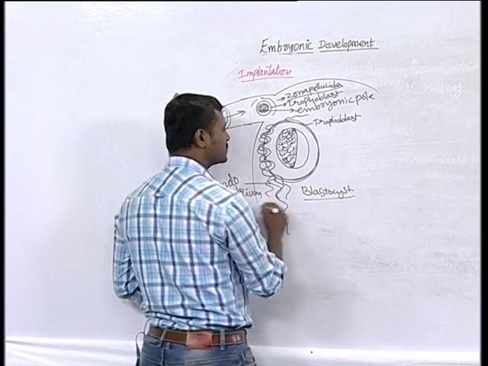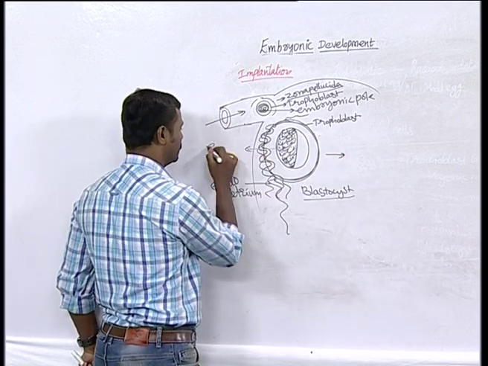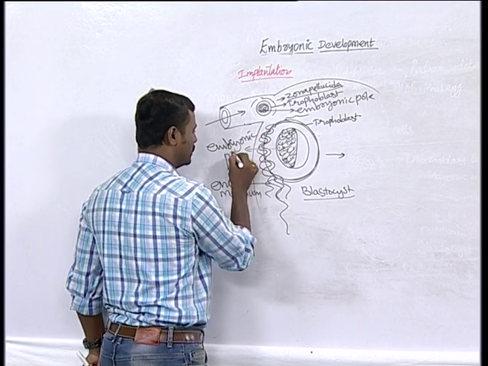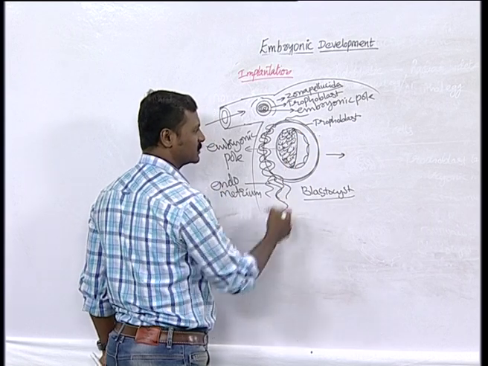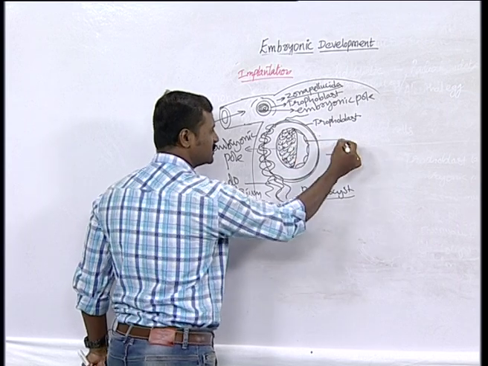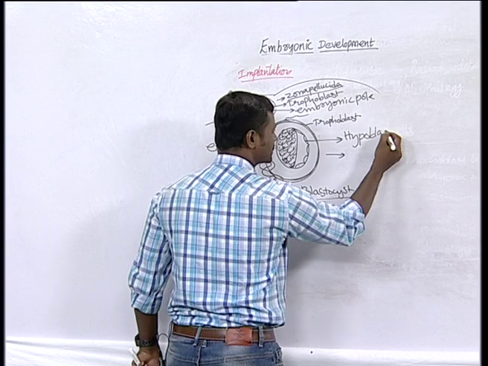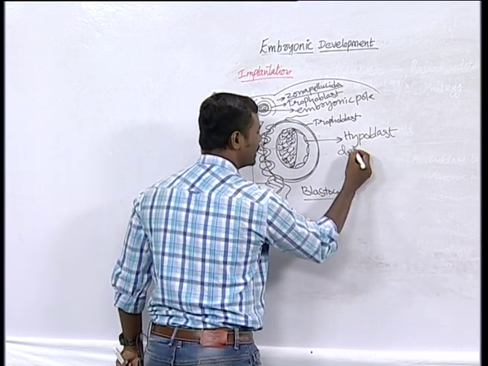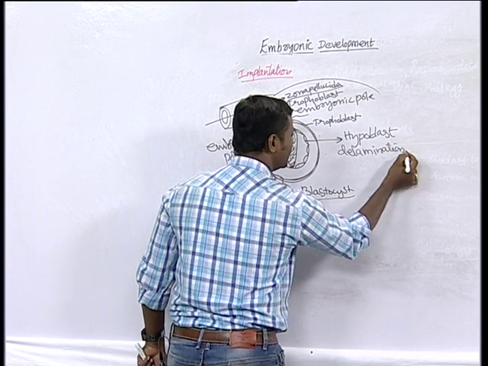What is going to happen next? We will see now. This is the embryonic pole. From this embryonic pole, one layer of cells comes out by leaving some space. This is called the hypoblast, and this process is called delamination. After implantation, what happened? Delamination.